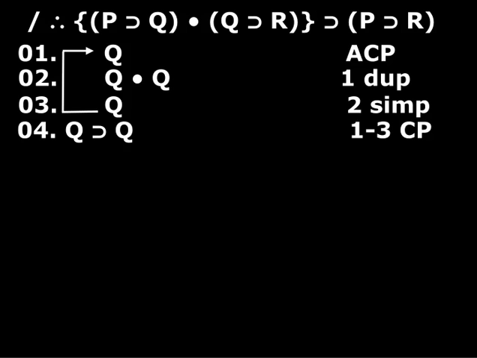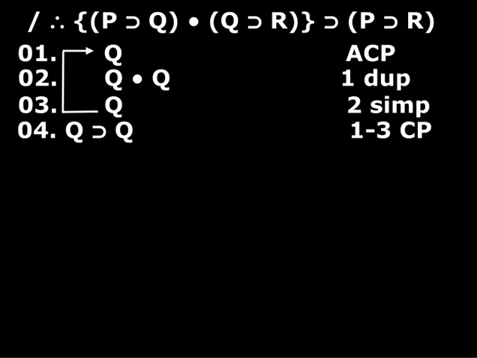Now, by the way, you can use this little technique right here at any point in any proof to derive a conditional whose antecedent and consequent are the same statement. So if at some point you're doing a proof and you want if R then R, you can just use this technique right here to get it. Okay? Well, now what am I going to do?